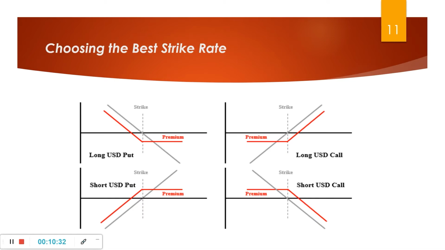Now let's discuss the best strike rate. In theory, an option can be created at any strike rate. The choice of strike rate depends on how much protection and upside potential is desired. If a company wants a high level of protection, a strike rate equal to or better than the forward rate should be chosen. However, in this case the company can expect to pay a higher premium.